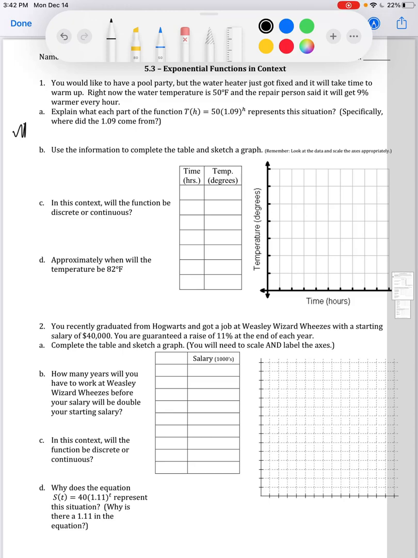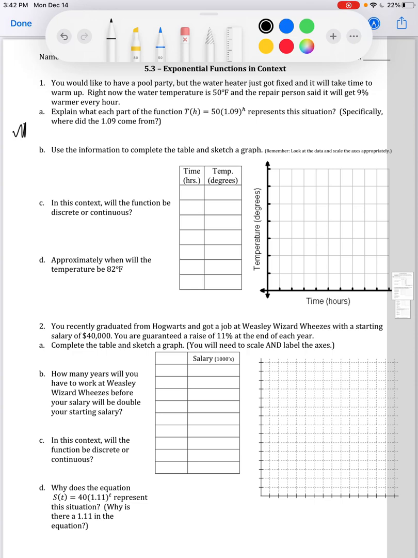Today we are talking about exponential functions in context. There is a lot of overlap between exponential functions in context and linear functions in context that we covered a few units ago. It may be helpful to you to reference those as well. As always with functions in context, you should read the context before you do anything else.